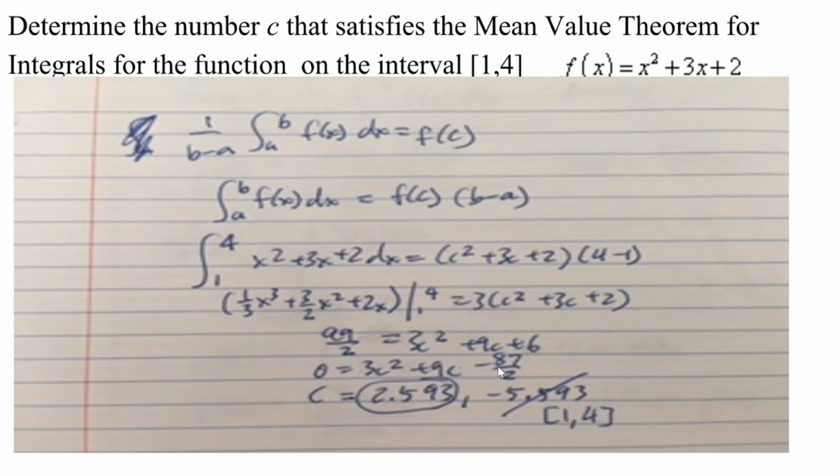You should get two values. You should get c is equal to 2.593 and c is equal to negative 5.593. Now, the second value, negative 5.593, is crossed out because if we remember our interval, it's from 1 to 4, and negative 5.593 is clearly not in that interval. So only 2.593 works in this situation.